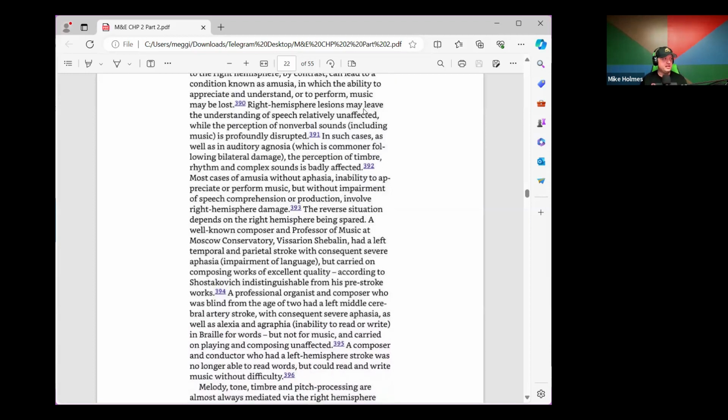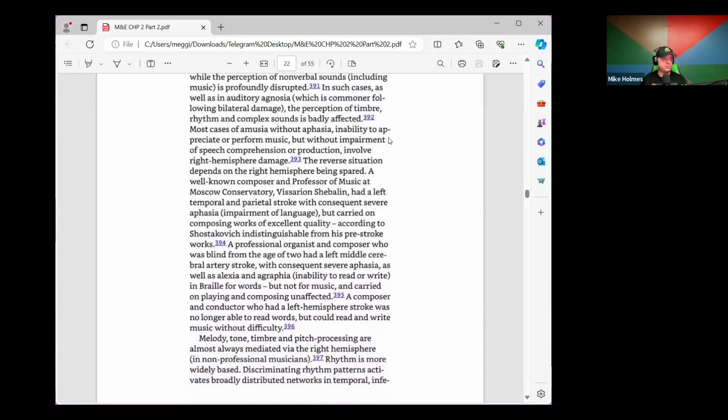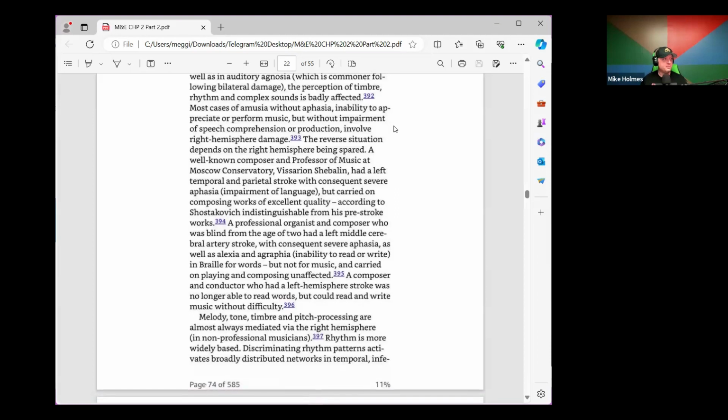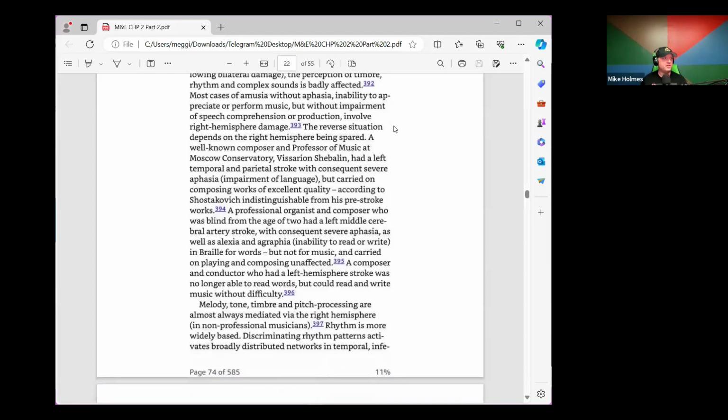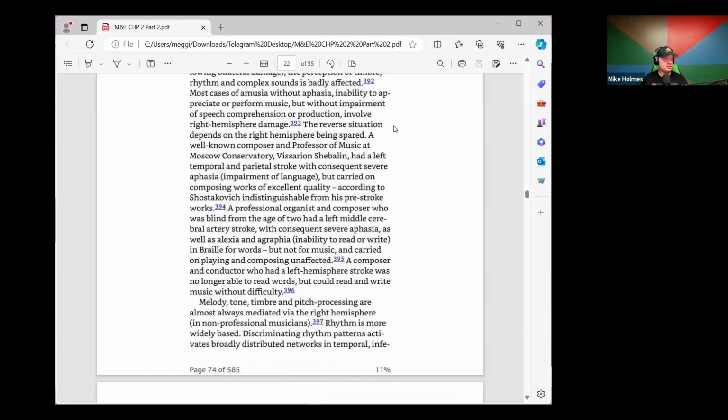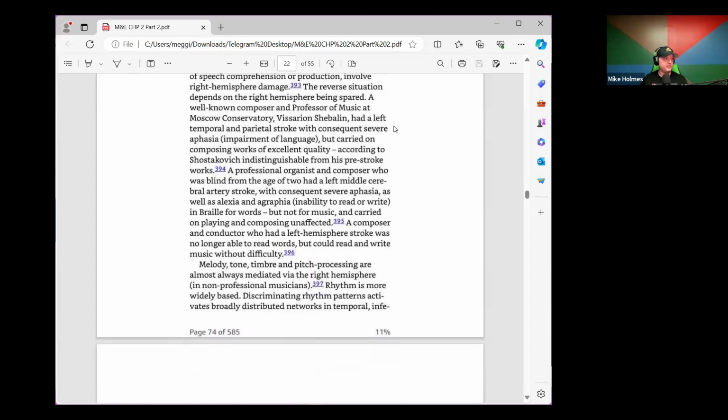Right hemisphere lesions may leave the understanding of speech relatively unaffected, while the perception of nonverbal sounds, including music, is profoundly disrupted. In such cases, as well as in auditory agnosia, which is commoner following bilateral damage, the perception of timbre, rhythm, and complex sounds is badly affected. Most cases of amusia without aphasia, inability to appreciate or perform music, but without impairment of speech comprehension or production, involve right hemisphere damage. The reverse situation depends on the right hemisphere being spared.